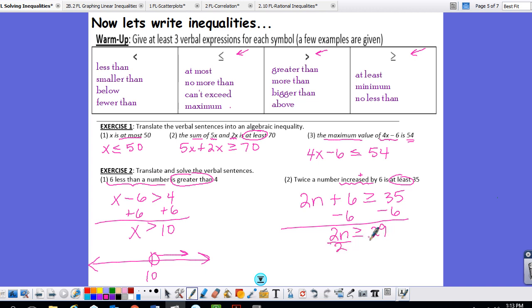And then we're going to divide both sides by 2, but we didn't divide by a negative, so we don't have to flip. So we just have n is greater than or equal to 29 divided by 2, which is 14.5. So on our number line, we're going to put a 14.5, closed circle, and to the right.